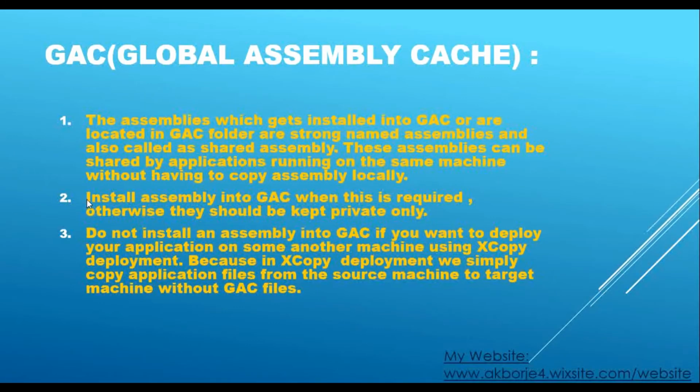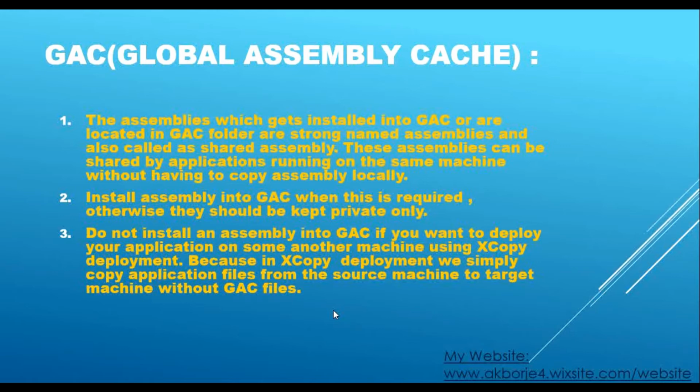Okay, as you can see, that second point: install assembly into GAC when this is required. Otherwise, they should be kept private only. Why? Do not install an assembly into GAC if you want to deploy your application on some other machine using Xcopy deployment. Now, what is this Xcopy deployment?